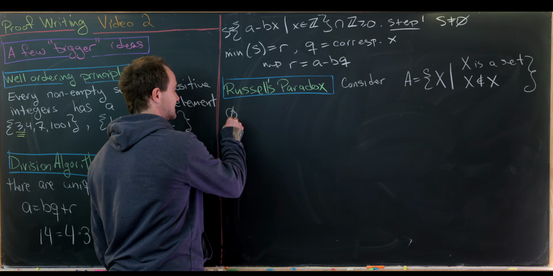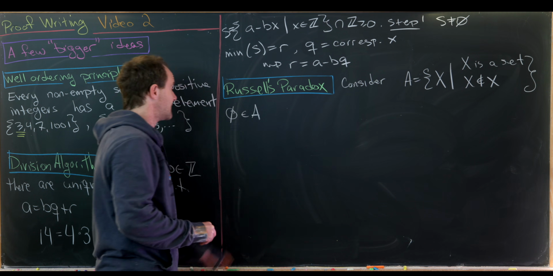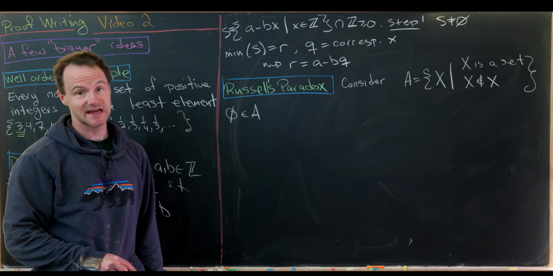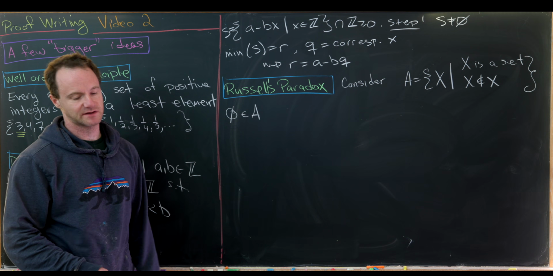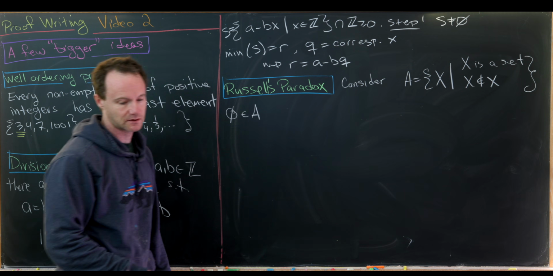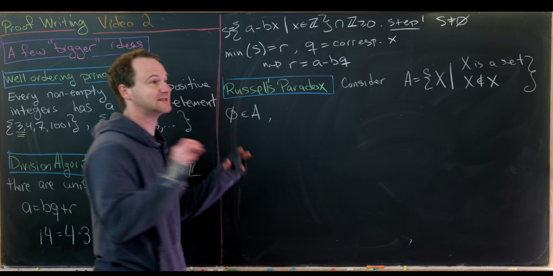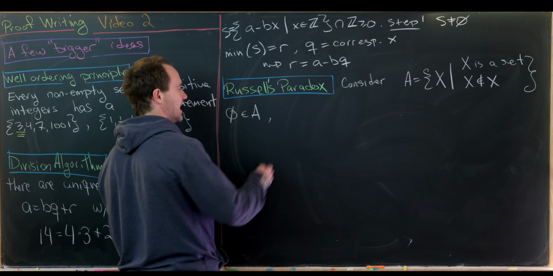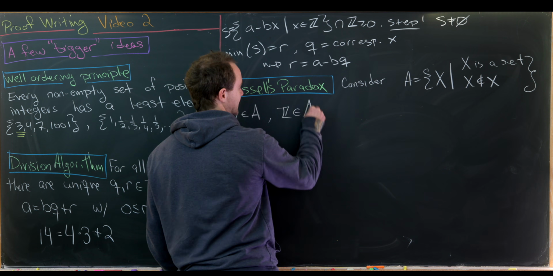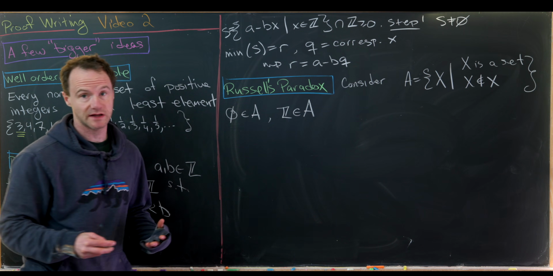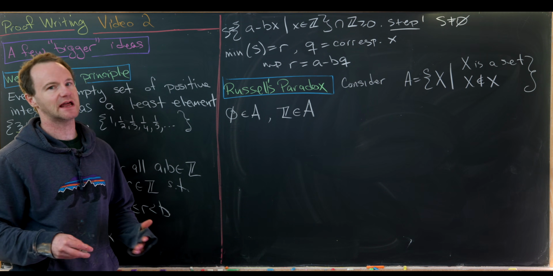Notice the empty set is an element of A. That's because the empty set is a set and it doesn't contain anything. So that means it cannot contain itself. Then a bunch of other stuff is inside A as well. In fact, all maybe typical sets are inside of A. Like Z is an element of A. So Z contains all integers, but it doesn't contain the set of all integers.